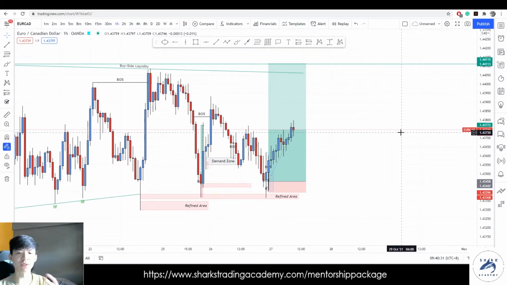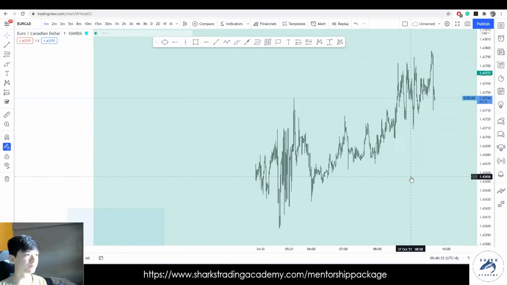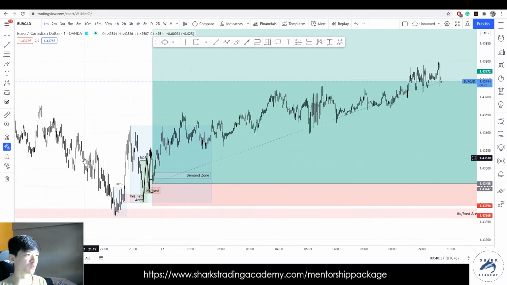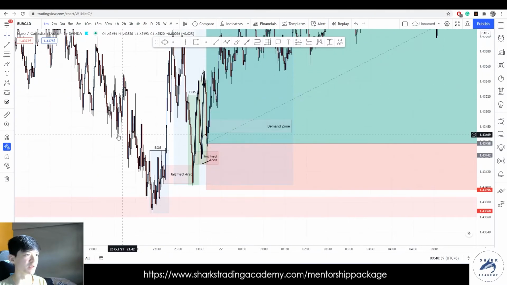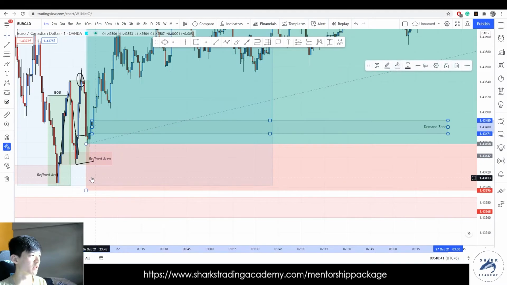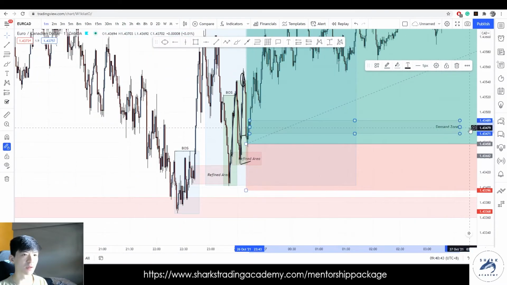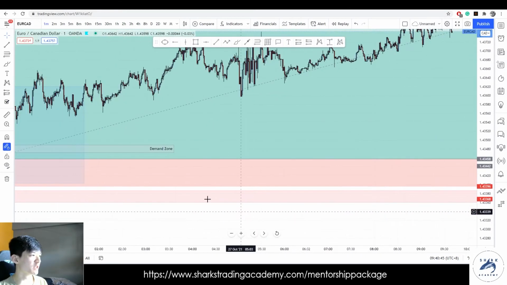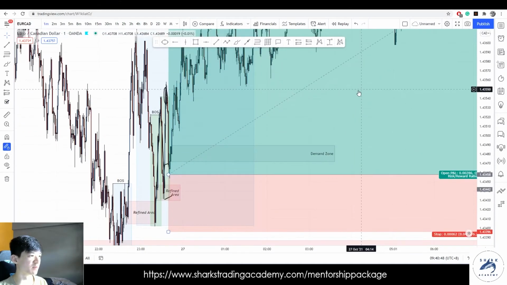So how do you catch the continuation moves in this case? Let's go down to the 1 minute again. Understanding that we still have POIs that are left unmitigated by means of this structure over here. And actually, only this demand zone is left unmitigated, all right?